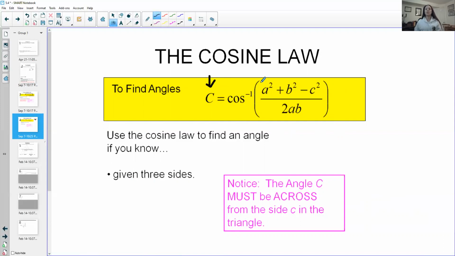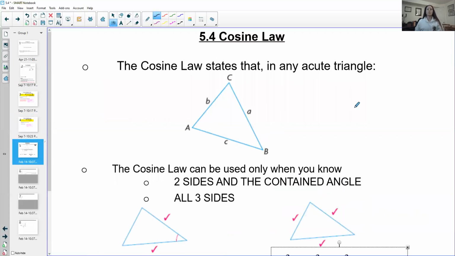Now, in this equation, you'll notice that we've been given 1, 2, 3 sides. So if you know all three sides of your triangle, you can use the cosine law to find one of the angles. Just make sure that the angle you're looking for, this guy, is across from this side in your triangle, okay? All right, so let's look at the two of them together, okay?